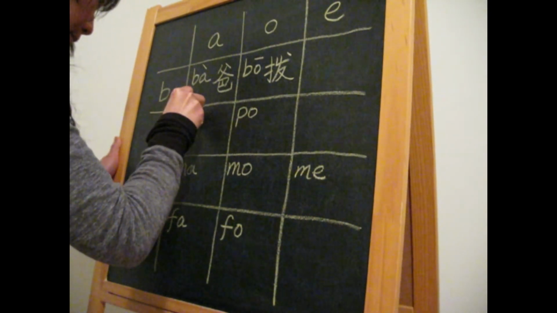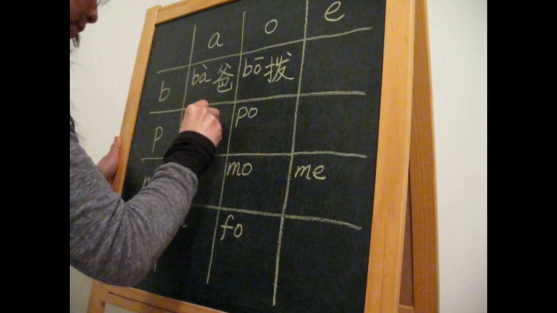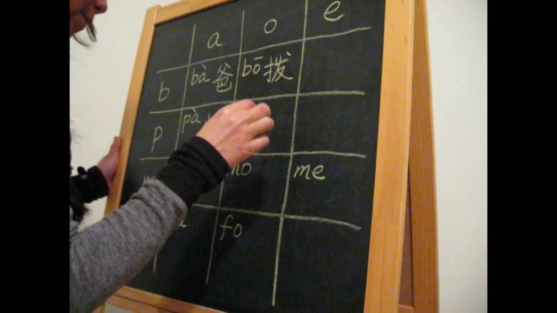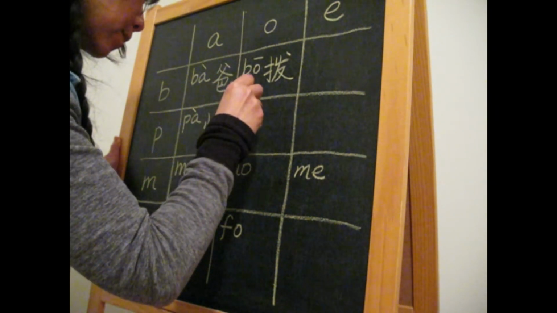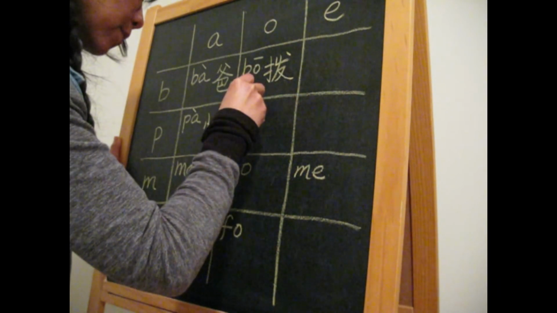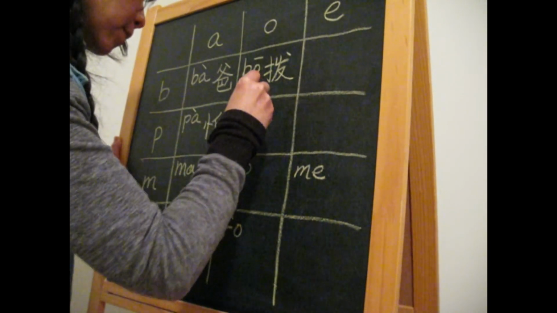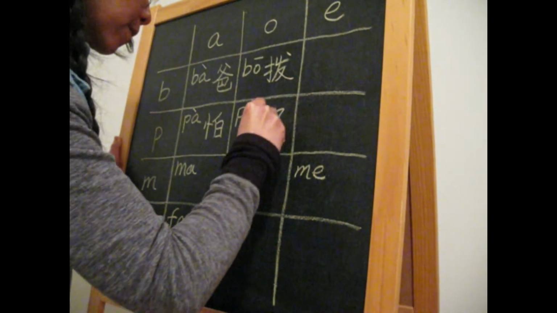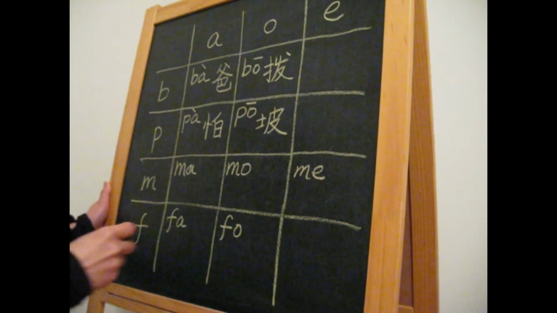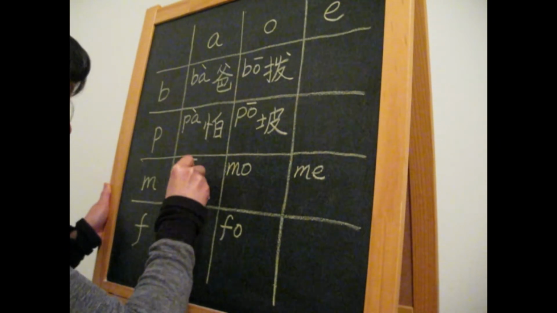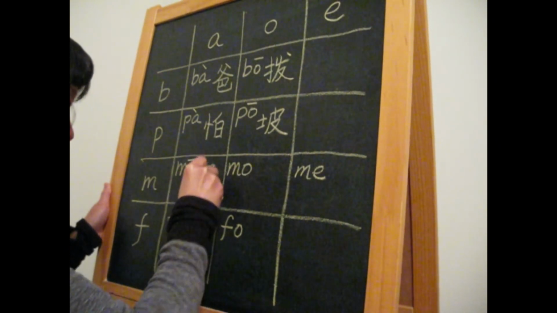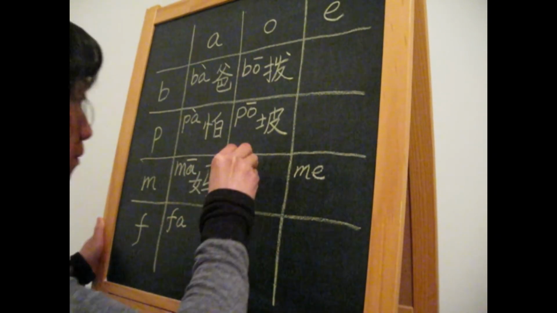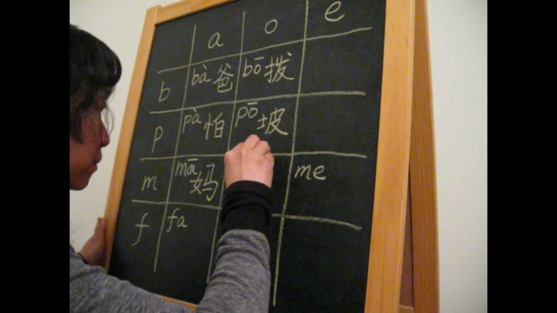The second row, I put fourth tone for pà, and the second word po is pó. It means slope. And then the third row, I put first tone. It means mā. So it's mom, mama. And the second one is mō, which means touch.